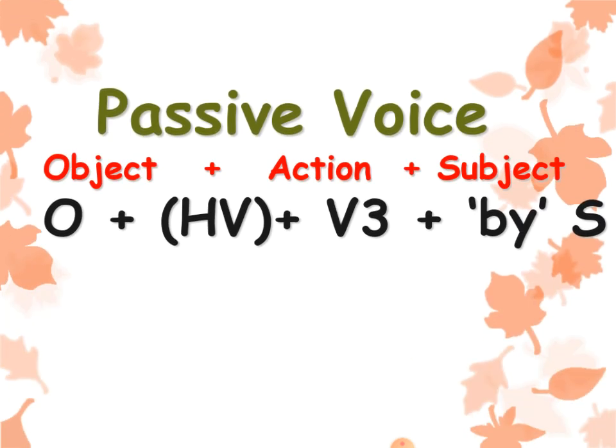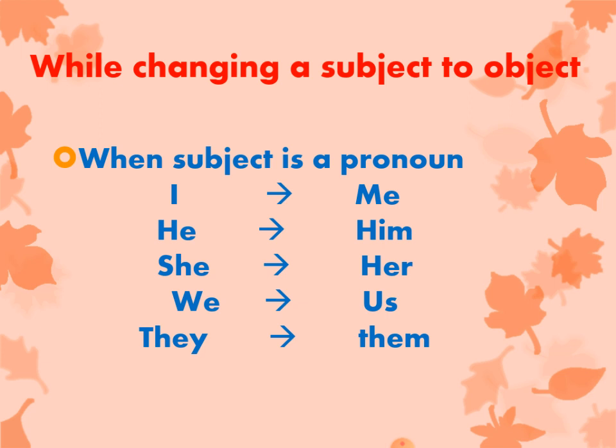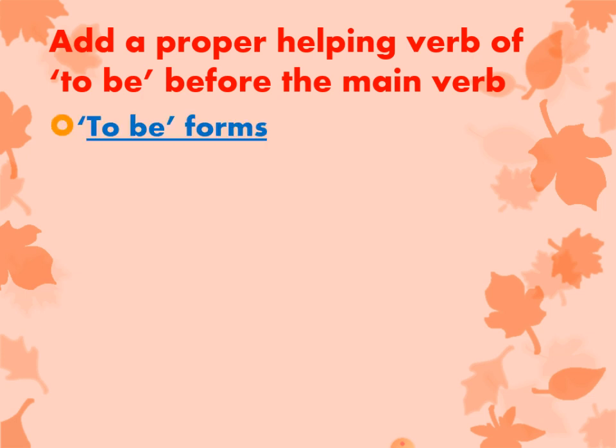You also have to remember the formula of the passive voice. Object plus action plus subject. O plus helping verb plus past participle form of the verb plus by and subject. You also have to remember if the subject is a noun, there will be no change. But if the subject is a pronoun, you have to make changes while taking it towards the subject. That is, I will become me, he will become him, she will become her, we will become us, they will become them.